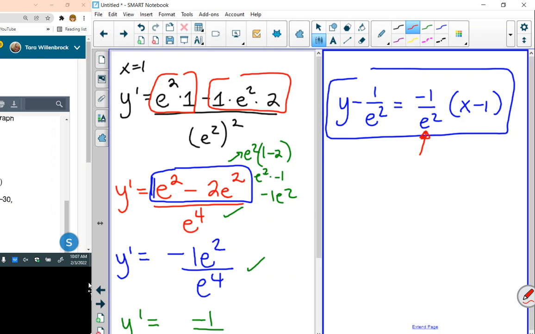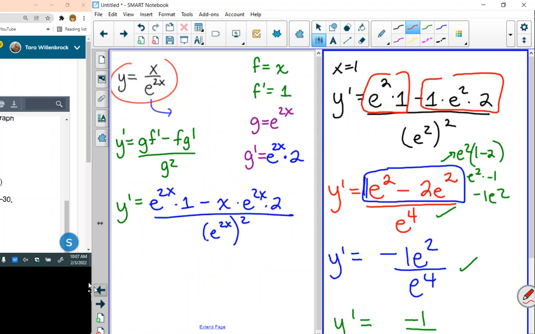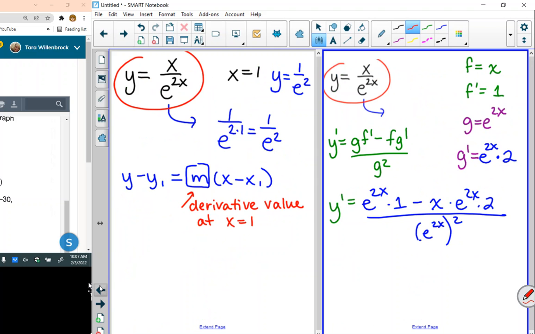Okay, so nothing new in the process. Take the derivative gives you the slope. We use the original function to write the point. We write the point slope form of the line. All that stuff's the same. The parts that are different, you've got a big mess of e's to work with.